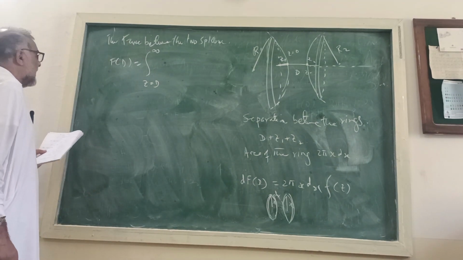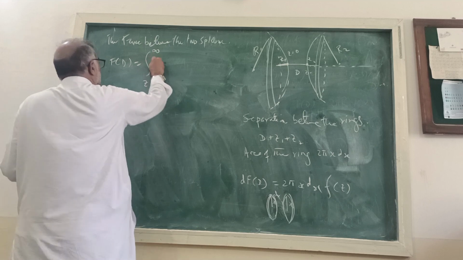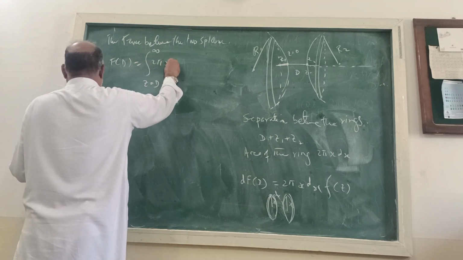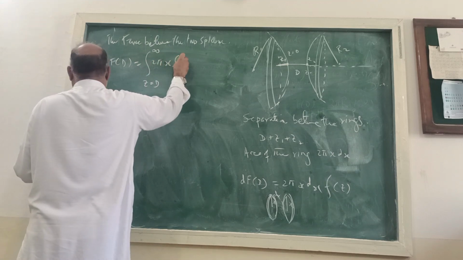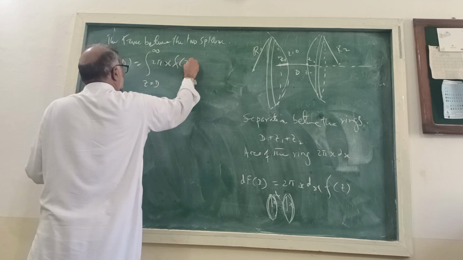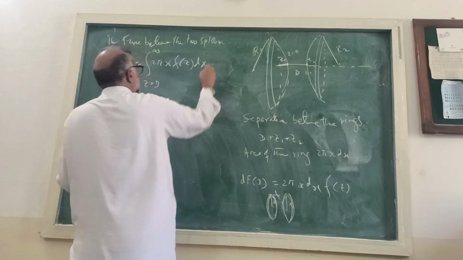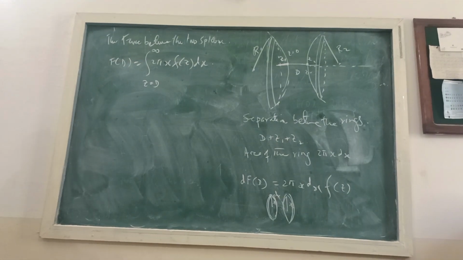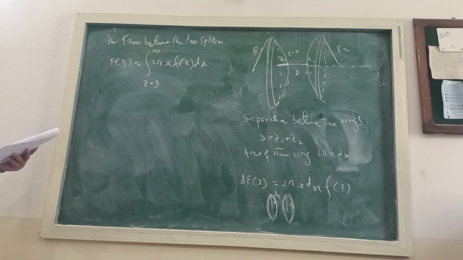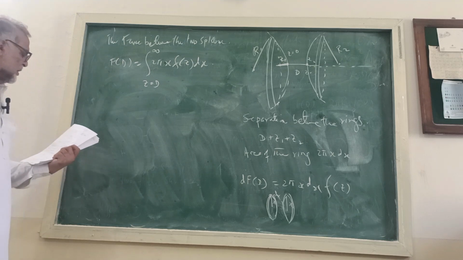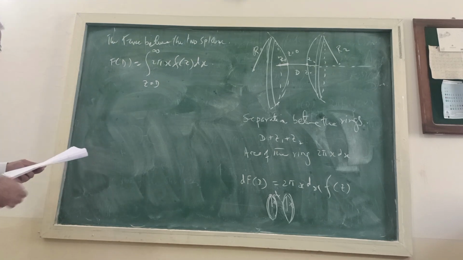So that will be 2 pi x and 2 f of z, right? And dx. Right? Give me the f of z.